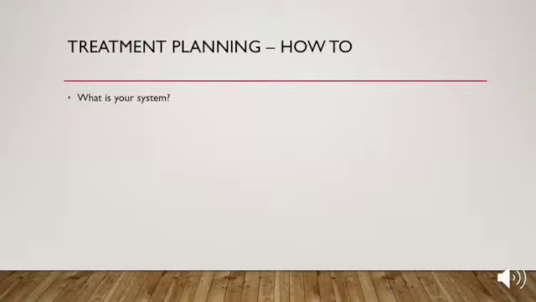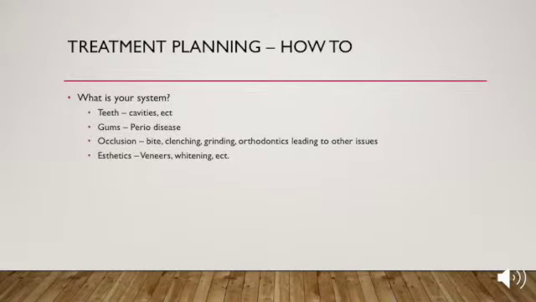Then there's also the treatment planning how-to. What is your system for how you do an exam? Dr. Andrew Turchin went through 4 things. He said you have 4 areas of the mouth. You have your teeth, so you check for cavities, fractures, etc. Then you check the gums for periodontal disease, recession, needed gum grafts. Then you check the occlusion, so bite, clenching, do they have other orthodontic issues? And then aesthetics, veneers and whitening.